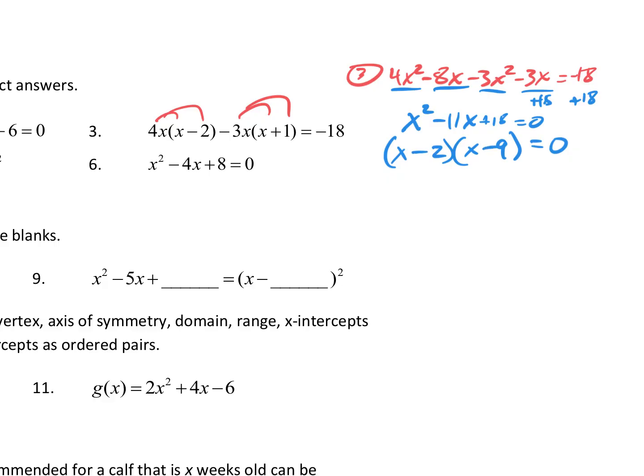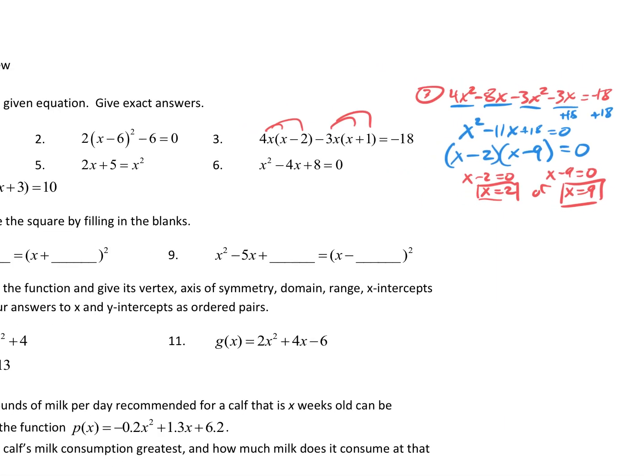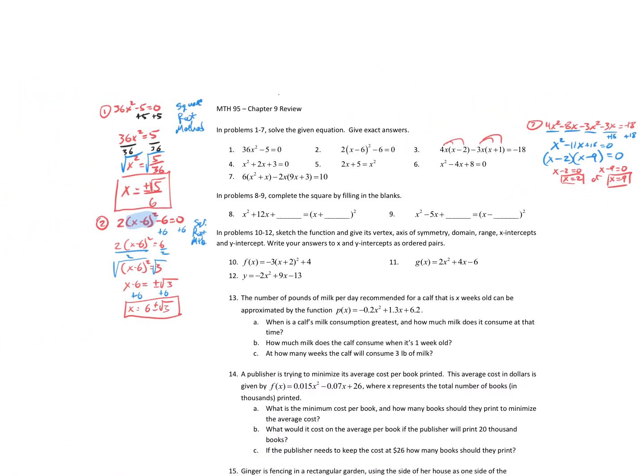And then when we want to solve this, we want to set each of them equal to 0. So if these two things multiply to make 0, either this is 0 or that's 0. So either x minus 2 is 0 or x minus 9 is 0. Solve this one, add 2 to both sides, x equals 2, or add 9 to both sides, x equals 9. Okay, two answers there. So this represents two answers that are irrational, 6 plus the square root of 3 and 6 minus the square root of 3. And then here we have two answers that are integers.